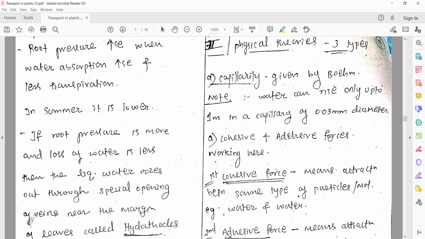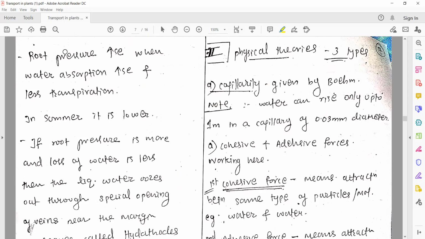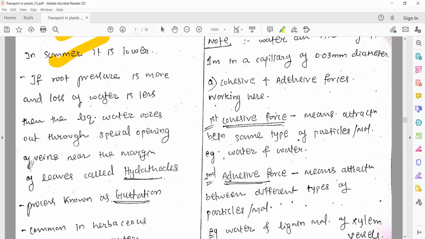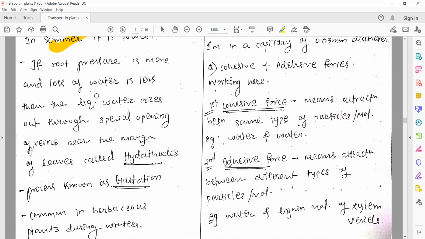Now root pressure increases when the water absorption increases. When the root pressure increases, water absorption is also going to increase. That is due to the less transpiration also. In summer it is very low. Keep this in mind, because things have to be stopped, otherwise transpiration will continuously take place and all the water will get evaporated. That is a basic concept you know very well.